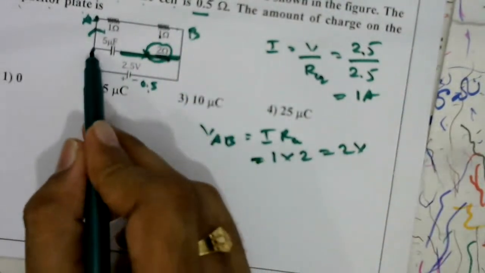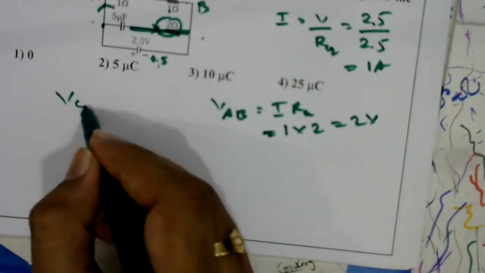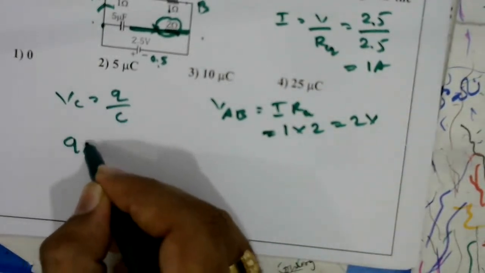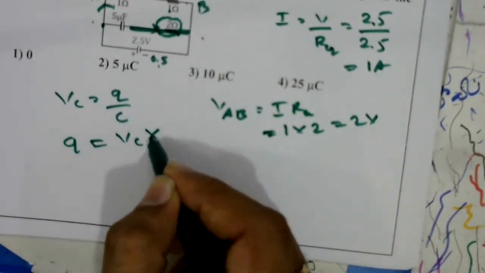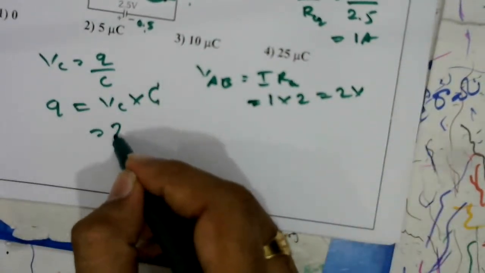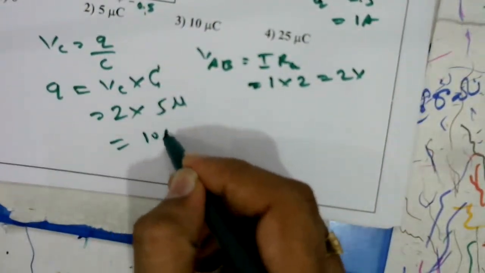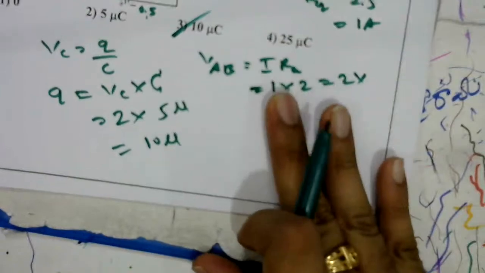Voltage across AB is equal to voltage across capacitor. We can write that voltage across capacitor is equal to Q by C. Q is equal to voltage across capacitor into C. Voltage across capacitor is nothing but 2 volt, into capacitance 5 micro. You'll get 10 micro. Answer is 10 micro.